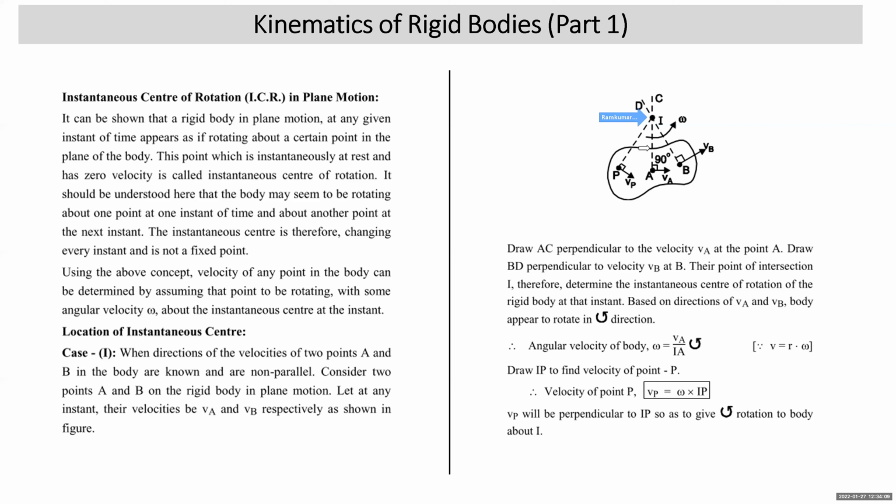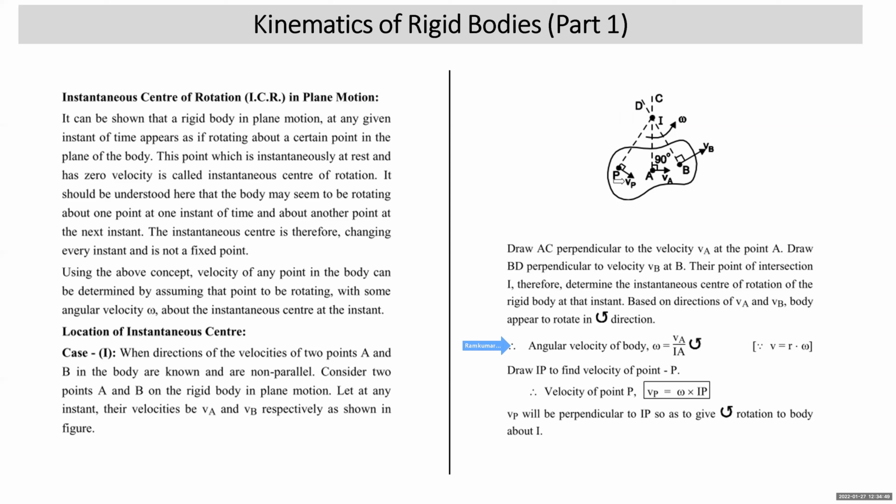Now, because VA velocity is along the tangent, this is the normal. VB is along the tangent, this is the normal. So two normals will intersect at point I, the ICR. Now, looking at the directions of VA and VB, this body appears to rotate about point I in anti-clockwise direction. Suppose the magnitude of velocity of point A is given. So V is equal to R omega, right? Omega is equal to V upon R. So omega will be equal to VA upon AI. Angular velocity of the body is omega equals VA upon AI.